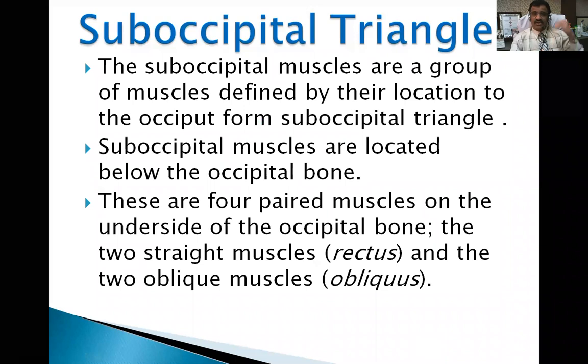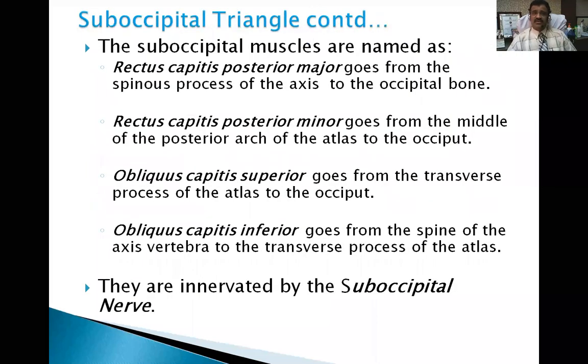The two straight muscles are called rectus, so recti, and the two oblique muscles are called obliquus or obliqui. So two recti and two obliqui. We are talking about these muscles. The suboccipital muscles are named as rectus capitis posterior major, which goes from the spinous process of the axis vertebra to the occipital bone.